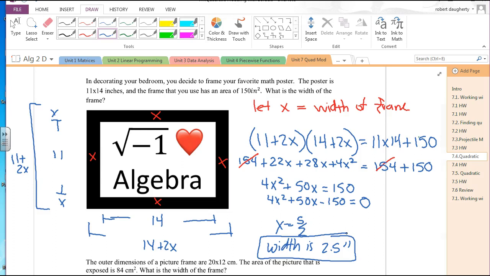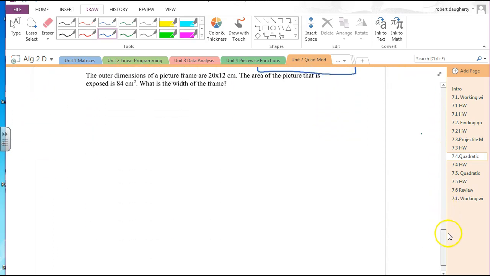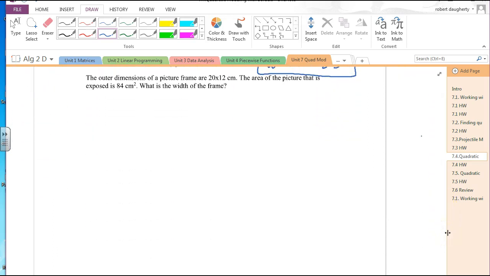Now let's throw a little bit of a wrinkle in it in the next problem. The outer dimensions of a picture frame are 20 by 12. The area of the picture that is exposed is 84 centimeters. What's the width of the frame? Now, how is this problem different? Pardon me? It's centimeters. That's one difference. There's another difference. Let's draw it out first.